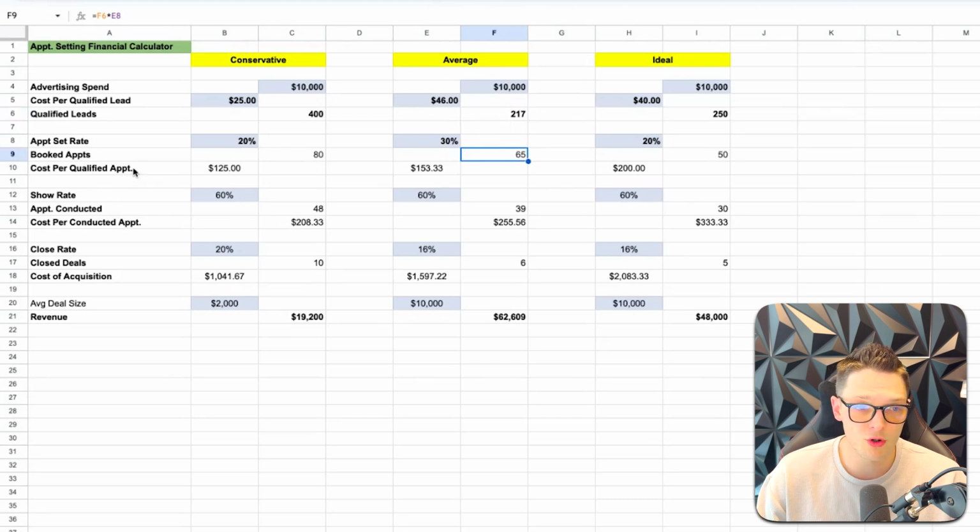And then now your cost per qualified appointment is $153 compared to $125, which obviously is technically worse, because you can see that we simply increased our qualified leads. And then your show rate, once again, is totally up to you. There are a multitude of different things you could do to increase your show rate.